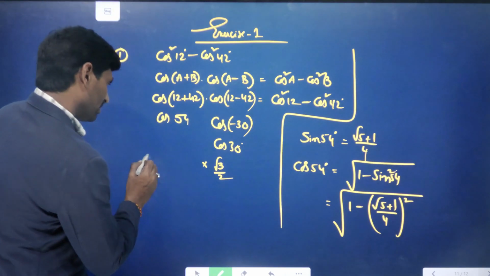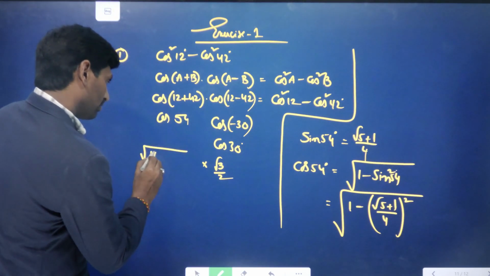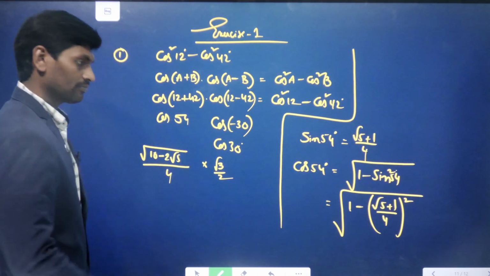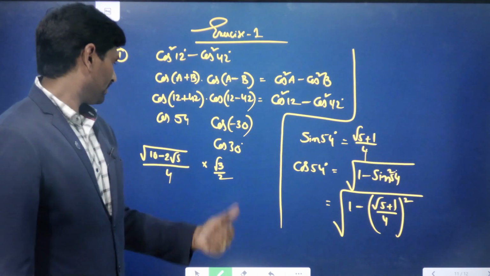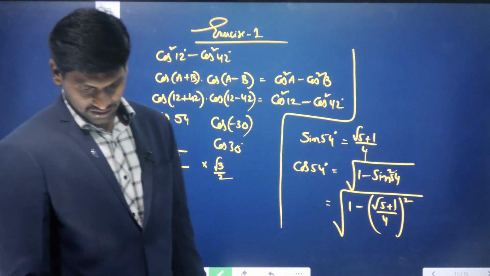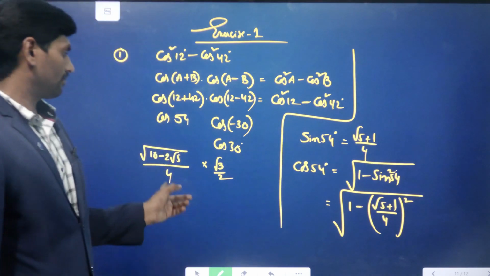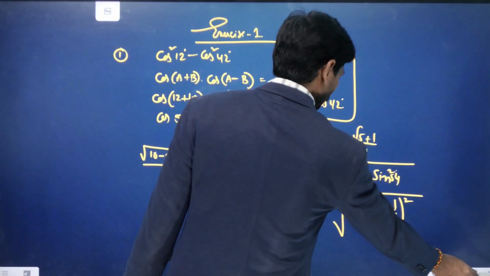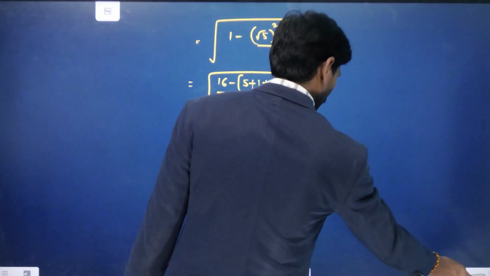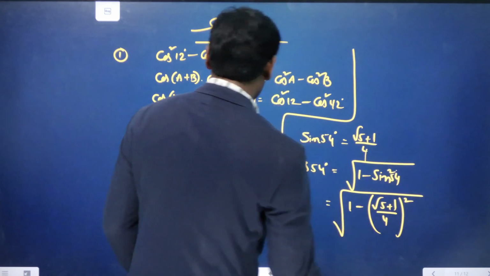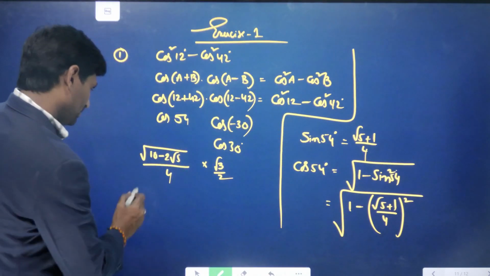Now I am writing here. What is the value I got? Root over 10 minus 2 root 5, divided by 4. Okay? Clear? Yes, the root value we got, so try to simplify this.